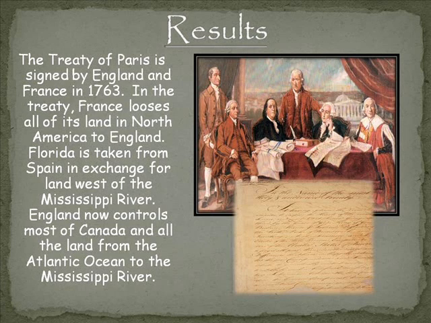So, to review one more time, under the Treaty of Paris, first, France loses all of its land in North America to England. Second, Florida is taken from Spain in exchange for lands west of the Mississippi. And third, England now controls most of Canada and all the land from the Atlantic Ocean to the Mississippi River.